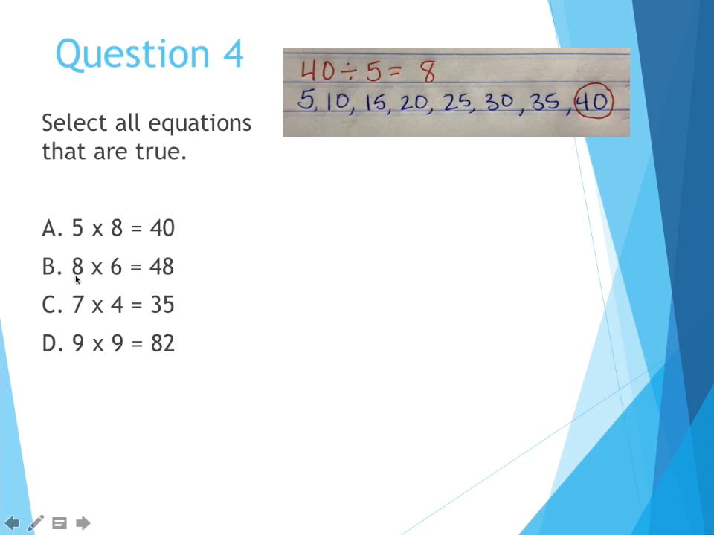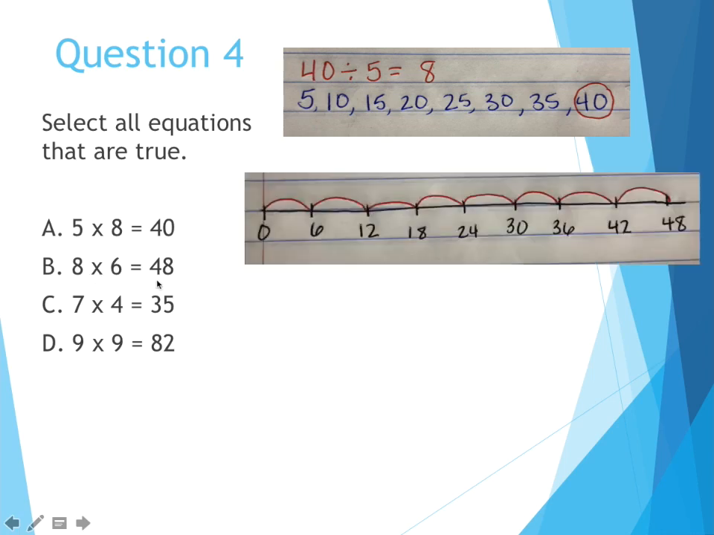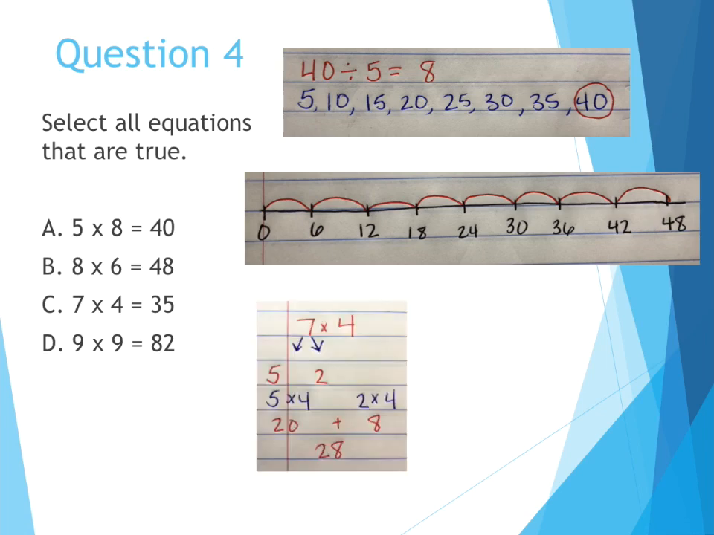Let's go ahead and look at B. We have 8 times 6 equals 48. One way we could determine that is to skip count by our 6s if we feel really comfortable with that. Based on this number line and this skip counting of 6, I get to 48 with 8 jumps, meaning that 8 times 6 does equal 48. Let's go ahead and take a look at C.